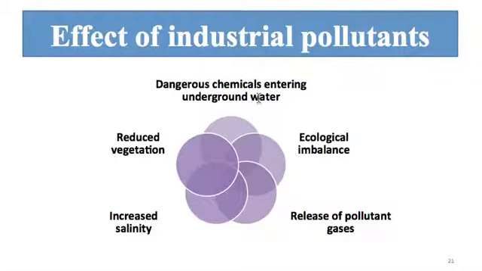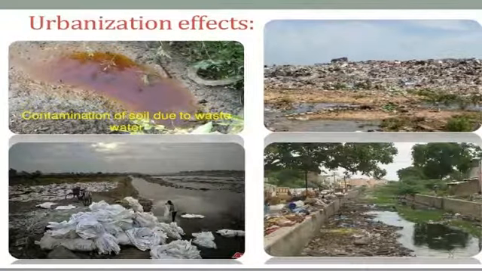So dangerous chemicals entering underground water will disturb the ecological balance, release pollutant gases with a bad odor, and increase salinity by leaving salt on the surface of the soil, and as a result the overall quality of the crop will be reduced. There will be reduced vegetation, and the yield of the plants or the crop will be badly affected by these types of effects.